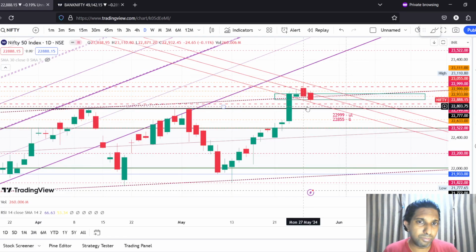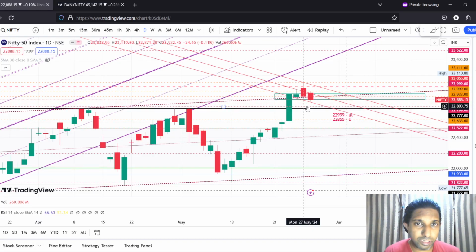So in that case, if the price breaks and sustains below 22,833, you can consider going ahead with the downside trade, but keep a stop loss of 22,855, so that if the price comes up above 22,855, then we exit from that short side trade, right?